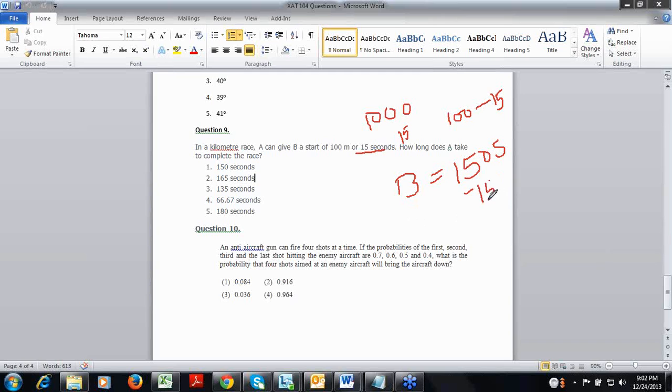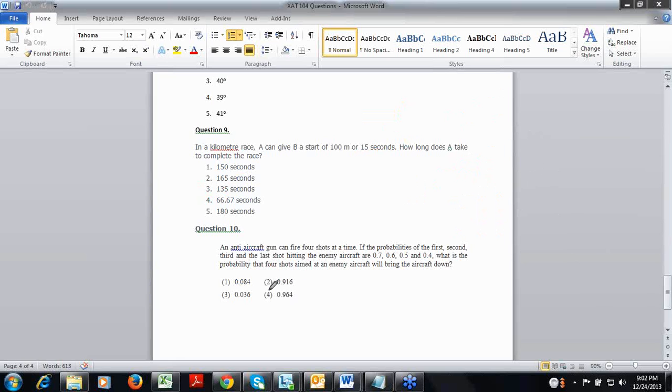Now A has given a start of 15 seconds, so A will complete in 150 minus 15, which is equal to 135. We have option number 3, 135. We'll go ahead and mark option number 3, 135.